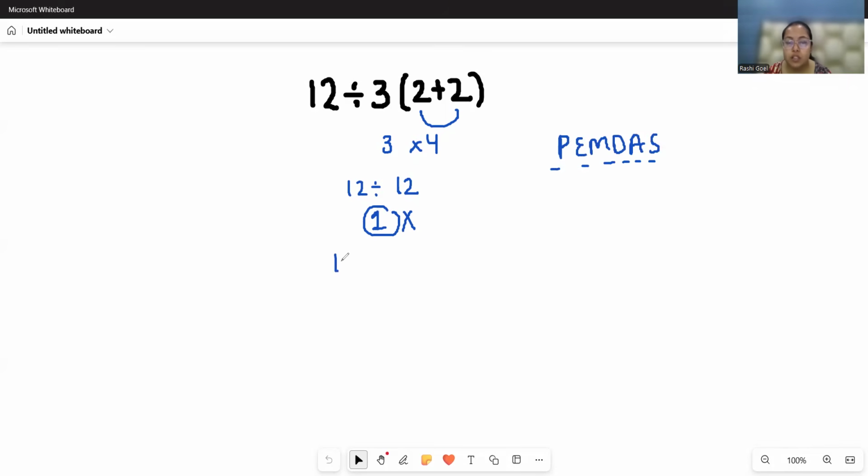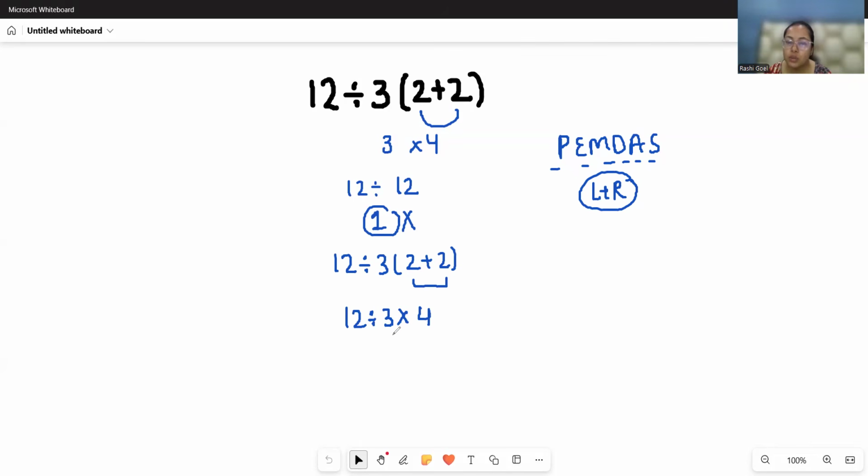As per this rule, first you have to solve the parentheses, that means this bracket, then exponents if given, then multiplication and division, which both have the same priority, but you have to solve them from left to right. Similarly, addition and subtraction. So first solve the parentheses. So 12 divided by 3, and 2 plus 2 is 4, and if there is no sign, then put multiplication.